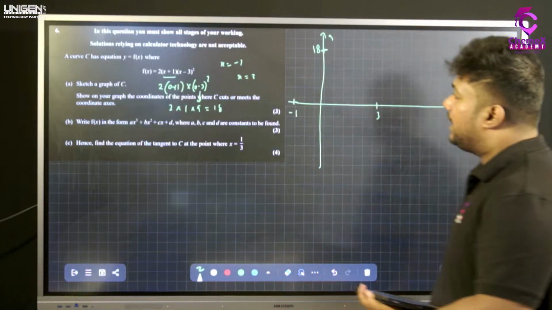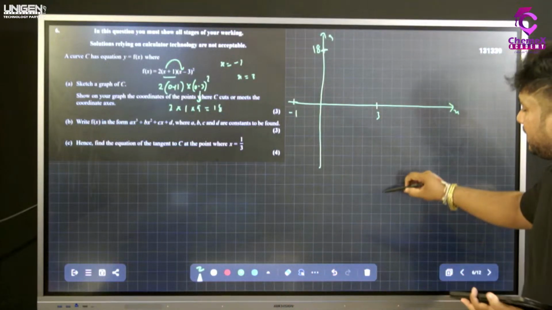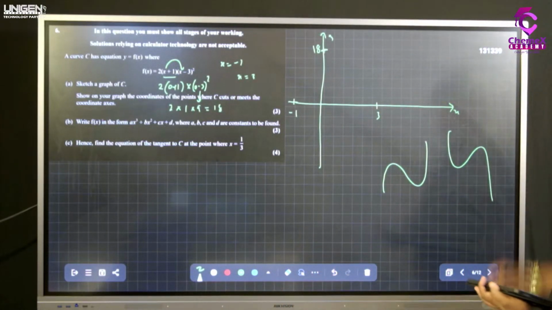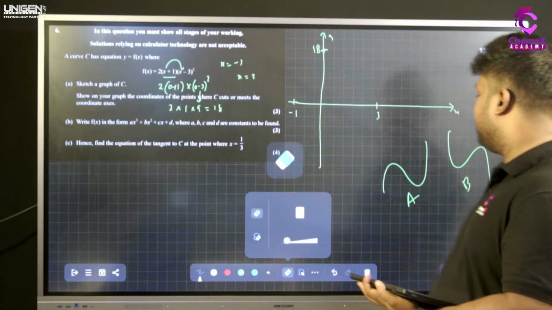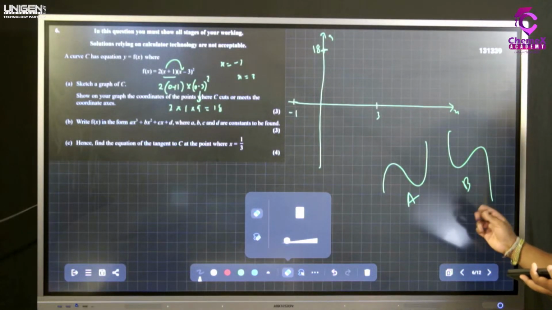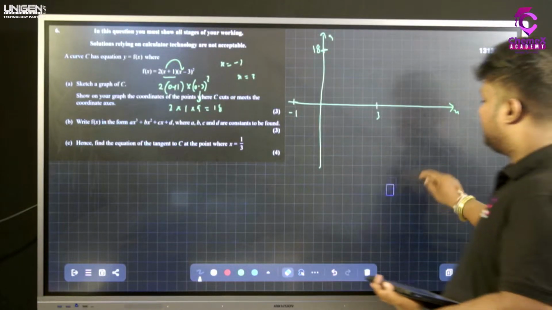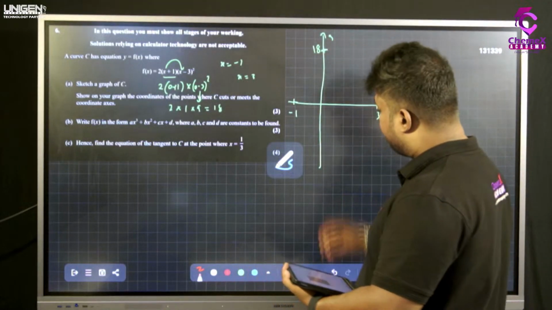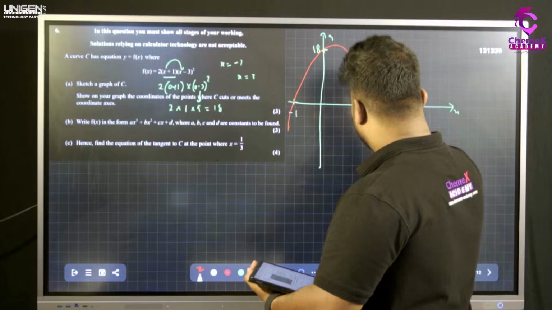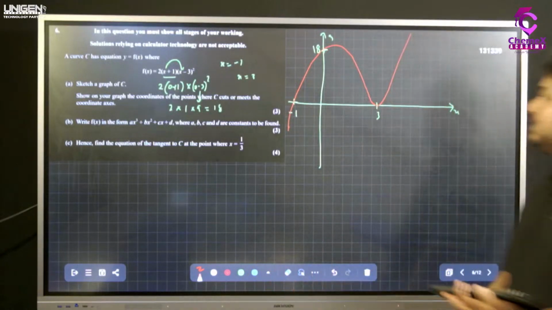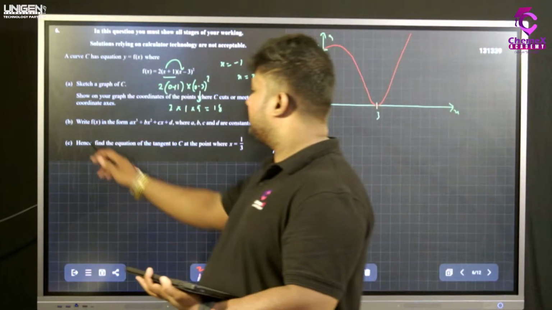Okay, how do you draw? Can you tell me whether it's a positive x cube graph or a negative x cube graph? Is it going like this or like this? A or B? Positive x cube. So is it A or B? Positive x cube. A. Good. I hope others are okay. So it's A. So how do you draw? It goes up like this, and turns up like this. Okay. All right. Next, B part.